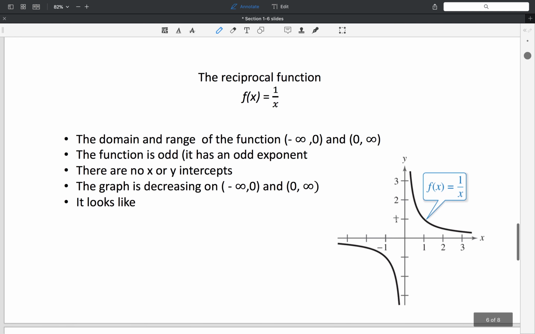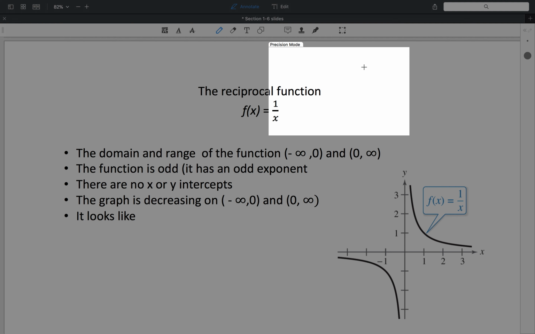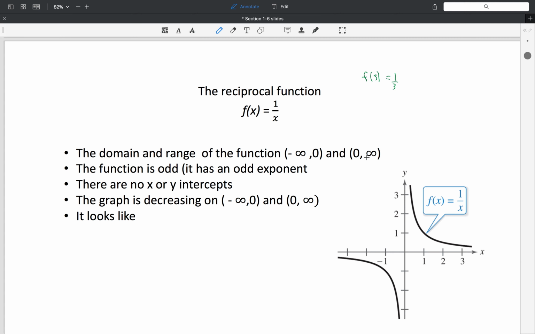Okay. The reciprocal function is what it says. You plug in a number, you get its reciprocal. So if I plug in 3, for example, I'm going to get 1 over 3. So that's what it means, the reciprocal of 3.